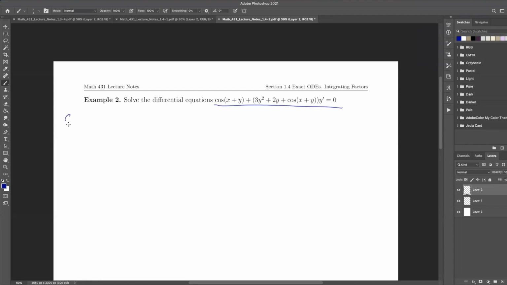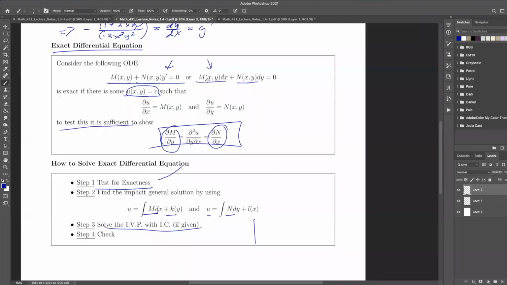All right, so step one is we're going to test for exactness. So I'm going to take this as my m, and this is my n, according to what I have on this page. Notice the only difference here is I've just multiplied everywhere by dx. So if I multiply by dx, I get this equation.